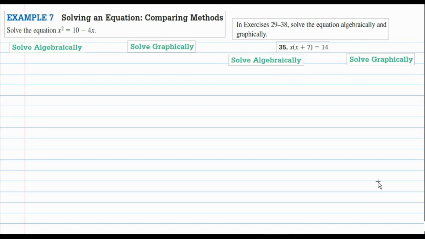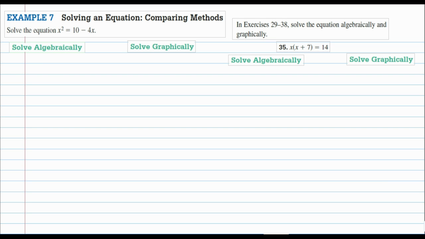This is the screencast for section 1.1, example 7. In example 6, we looked at both algebraic and graphical ways of solving some equations. We're going to do the same thing here. As a matter of fact, the solving algebraically portion doesn't work out as nice. You have to use the quadratic formula.